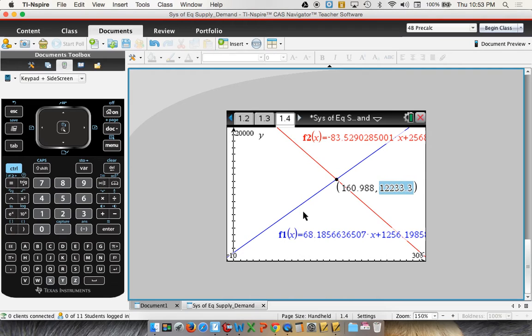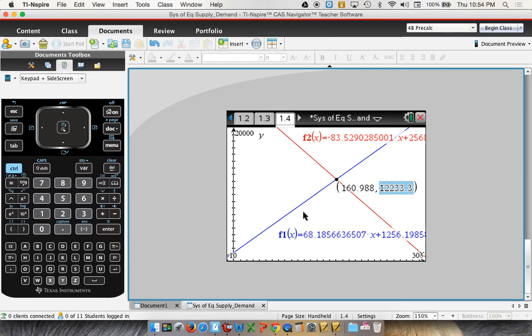Now, what does this mean? 160.988, rounded off probably about 161. Okay, you have to remember what we were graphing. We were graphing price and then the quantity in supply and demand. How many phones were we actually going to sell? So this is telling me I should be charging roughly $161, or $160.99. And my demand would be around 12,233 phones.